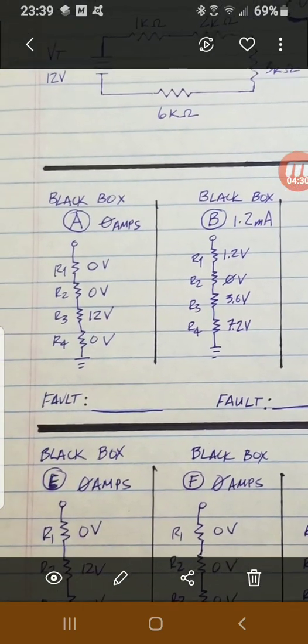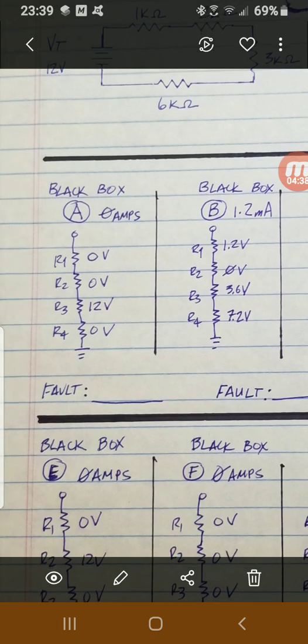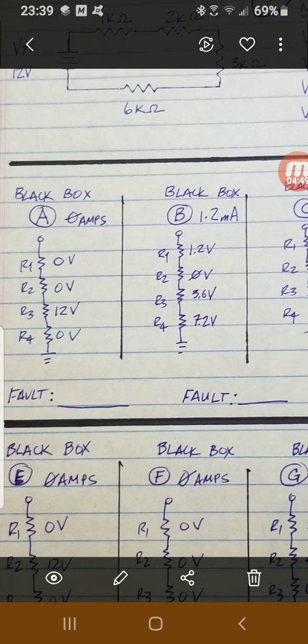So I would look at these faults here. If I have black box A, I have R1 and R2 at 0, R3 is 12 volts, and R4 at 0. These are voltage readings, not resistance readings. These voltage readings have no amps. Then I've got an open on R3 on this very first one.